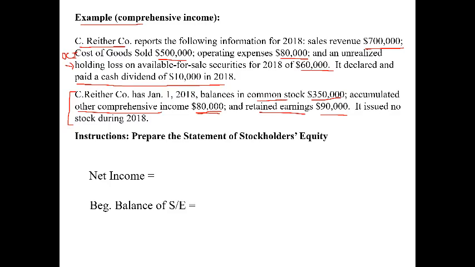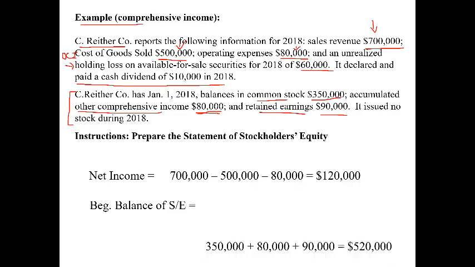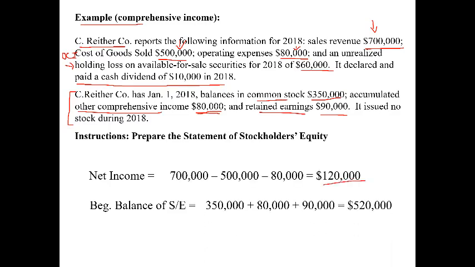A couple of things, right? What's net income for the year? Net income is the sales revenue minus expenses, cost of goods sold, and operating expenses. So those are our income items. That gives us $120,000. And what's the beginning balance of stockholders' equity? Well, it's these pieces: $350,000 common stock, accumulated other comprehensive income of $80,000, and retained earnings of $90,000.